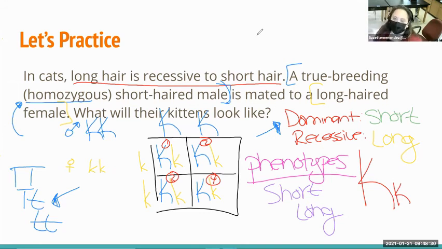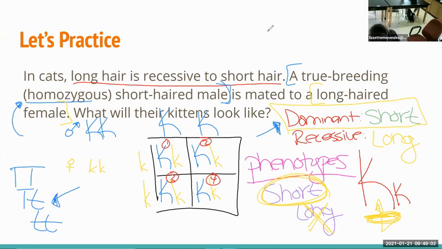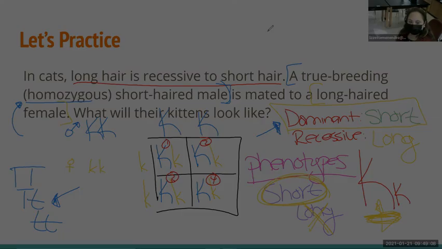So all 4 of them are going to look the same. The question is, is it going to be short or is it going to be long hair? The law of dominance says that every time an organism has at least one dominant allele, it's going to show the dominant trait. Because the dominant trait is short, we're going to see short-haired cats. We're not going to see any long hair. In order to be long hair, you have to have 2 recessive alleles. So all of their kittens will have short hair.